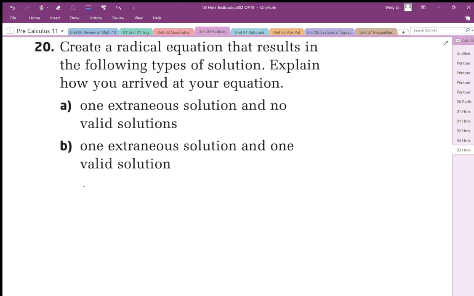Create a radical equation that results in the following types of solutions and explain how you arrived at your equation. So let's take a look at A. We want to have one extraneous solution and no valid solutions.